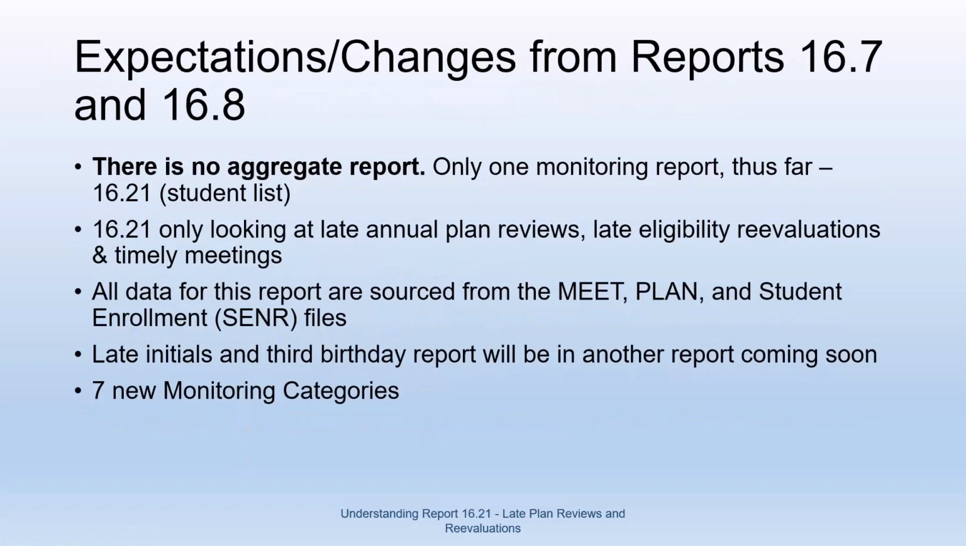Last year, we had two reports. We had an aggregate level report, 16.7, and a student level report, 16.8. So this is one of the reports that will replace report 16.7 and 16.8. The first fundamental change is that there is no aggregate level report anymore. It is only a student level list. 1621 is a student level list.